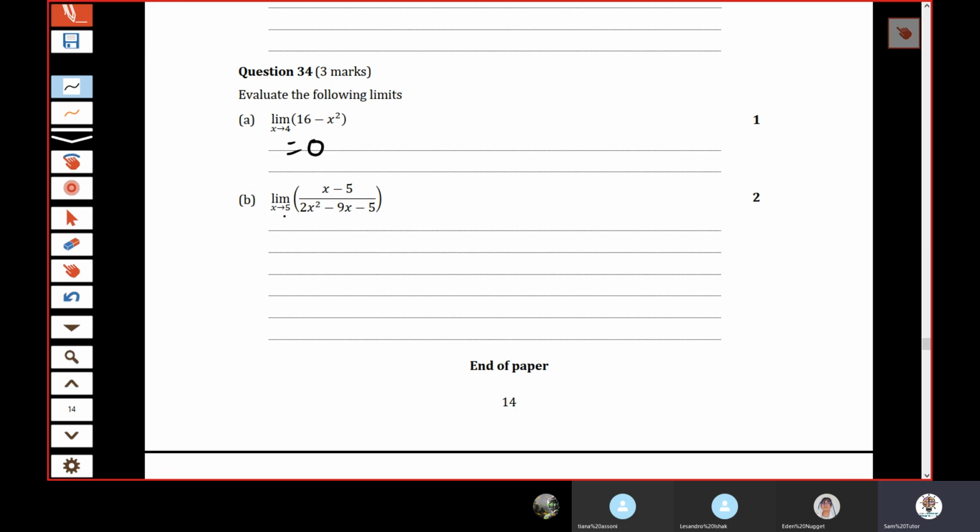This one here, I would like to sub in 5, and I will quickly try to sub in 5. So 2, 5 squared minus 9, 5, take away 5. That becomes 25. 25 times 2 is 50. 50 take away 5 is 45. Take away 45 is 0. So we realize there's a problem.